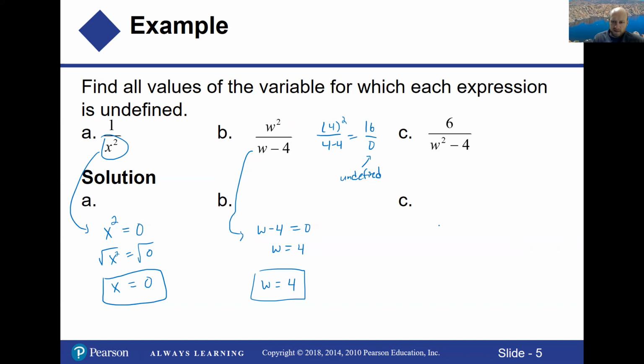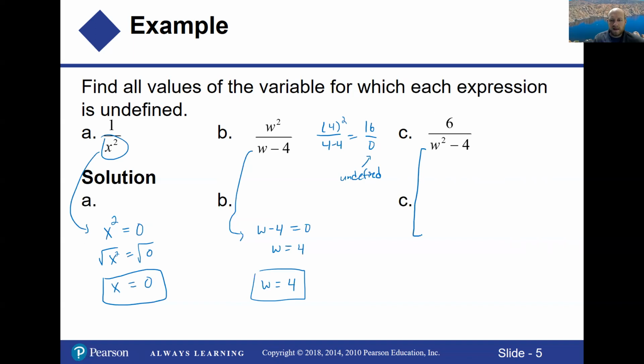All right, and then the last one, 6 over w squared minus 4. You may notice that if we have a 2 in here, 2 squared is 4. So 4 minus 4 is going to be 0. That's going to make this undefined. But there's also another value that works, right? When we have a w squared, what's the other value? It's a -2, because -2 squared, or -2 times -2, is equal to +4. And 4 minus 4 gives a value of 0 in that denominator.